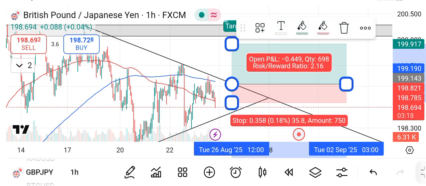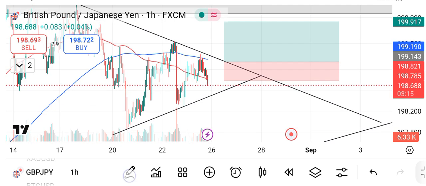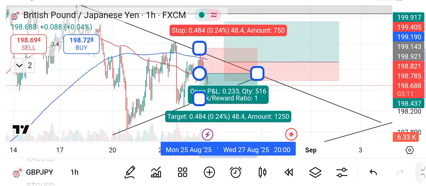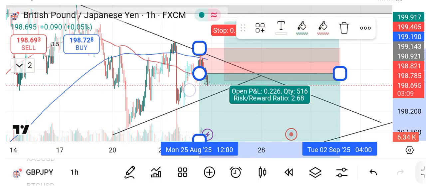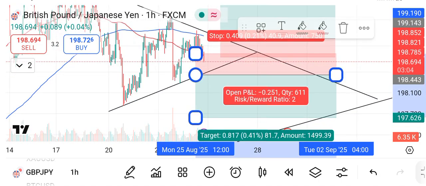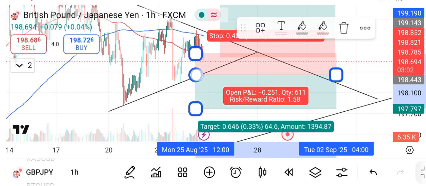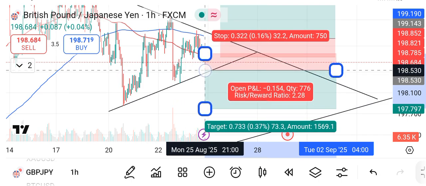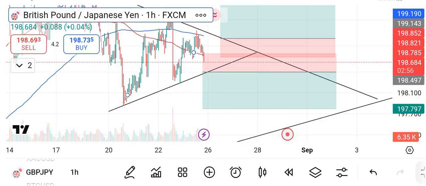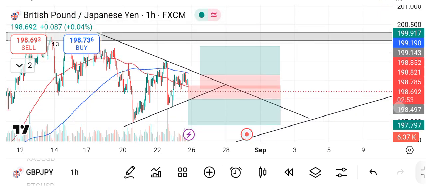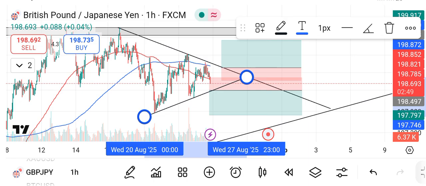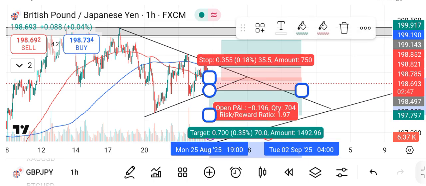So either way, we are either going for a buy or a sell. If it breaks above, we go for a buy. If it breaks below, we go for a sell. It's a two-way setup. Whatever price does, we follow. Either way, we are having an opportunity. If price breaks below here, we enter for a sell. If price is able to break above here, we enter for a buy.